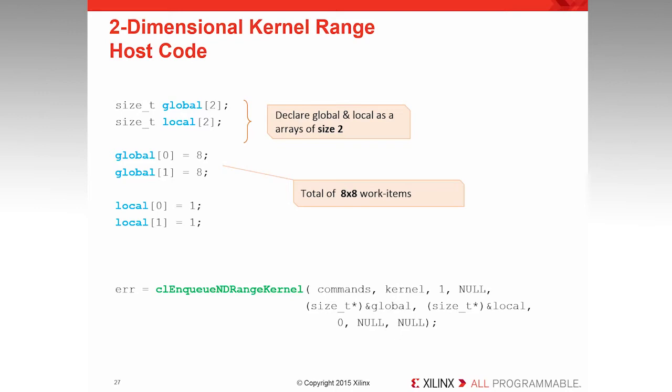Similar to one-dimensional kernel range, the size of local can range between 1 and the size of global, which in this example is 8. In addition, each dimension of global has to be a multiple of the corresponding dimension of local. In this example, the workgroup size is set to 1 by 1. Finally, the host launches the kernel and passes the pointers to global and local.